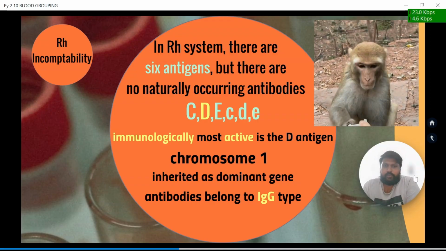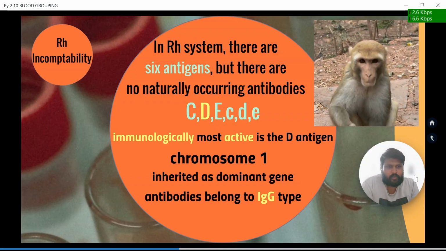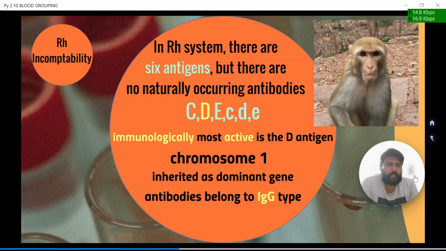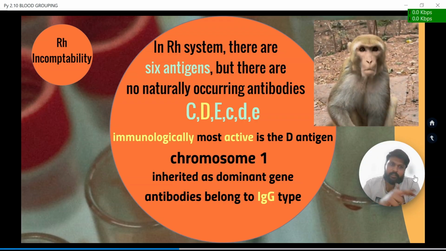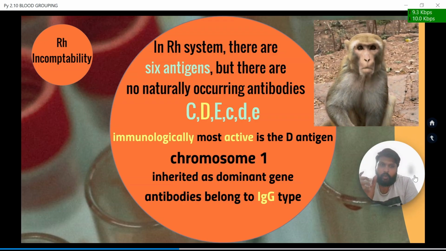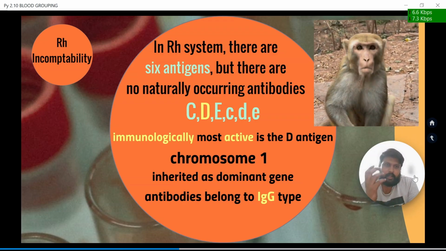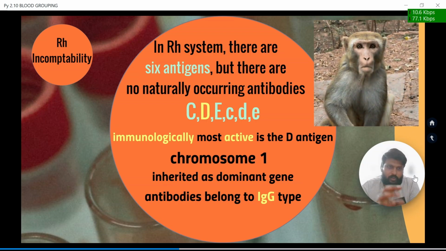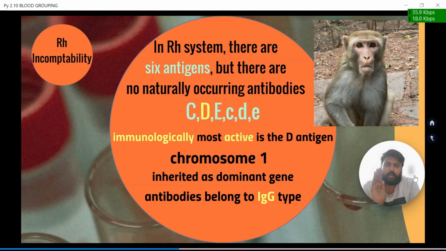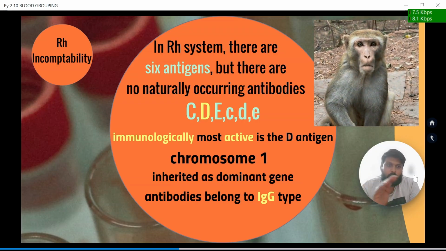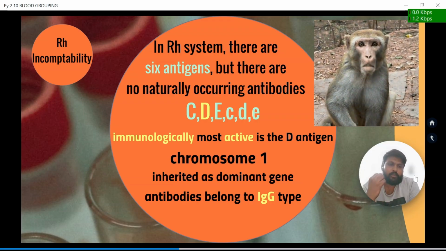In Rh, we have a total of six antigens: capital C, capital D, capital E, and small e. They are immunologically most active, and the most active is the D antigen. This is what we use in our laboratories also, anti-D. But we have six antigens for your Rh system. This is what you need to take home. Out of these six, your capital D is more immunologically active. So that's what we consider.